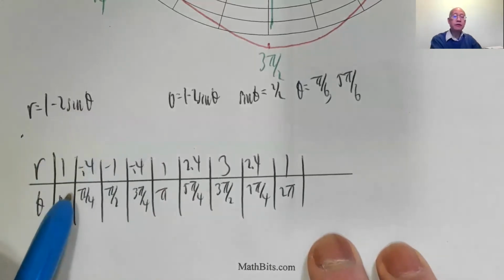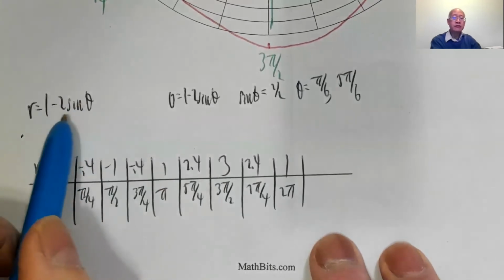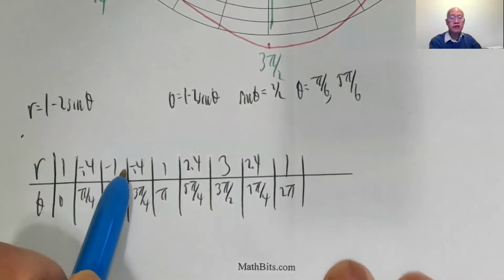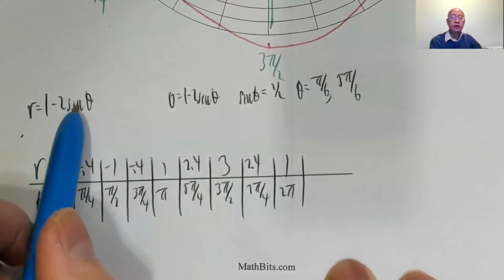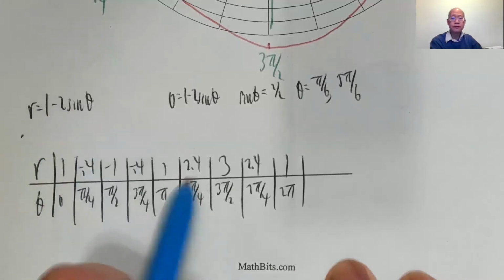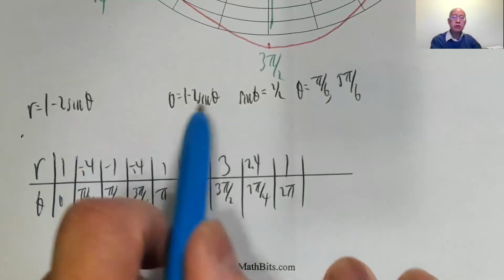We already got that. Pi over 4: radical 2 over 2 times 2, 1 minus radical 2, negative 0.4. Also negative 0.4. 5 pi over 4: negative radical 2 over 2, double negative, 1 plus radical 2, 2.4. I want to know when this comes into the pole.